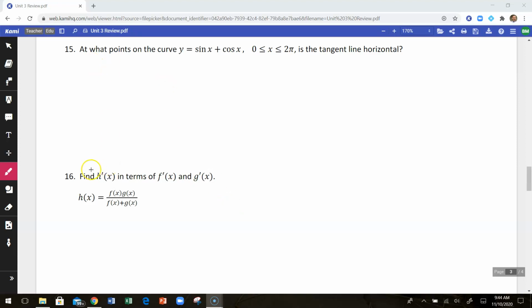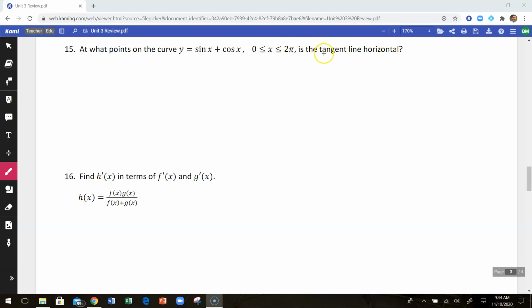Number 15 and 16 on this video, and they're not really related at all. But number 15: at what points on the curve y equals sine x plus cosine x, and then this is just saying that your x's are only existing between 0 and 2 pi. So think about it as just being one rotation of the unit circle. At what points on that curve is the tangent line horizontal?